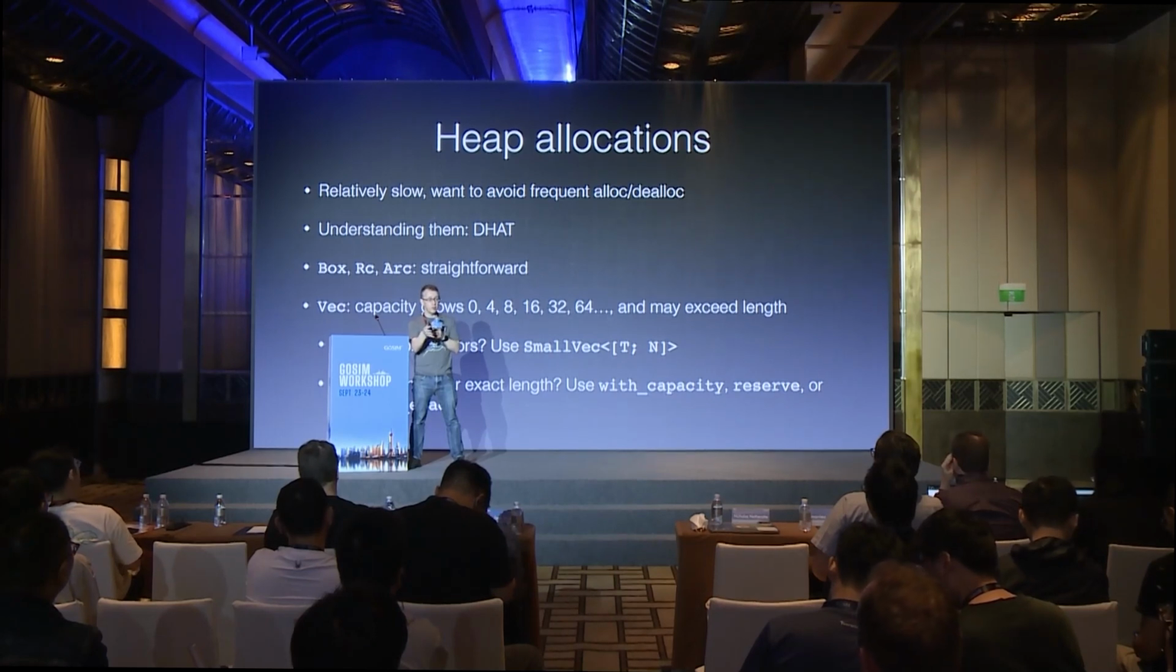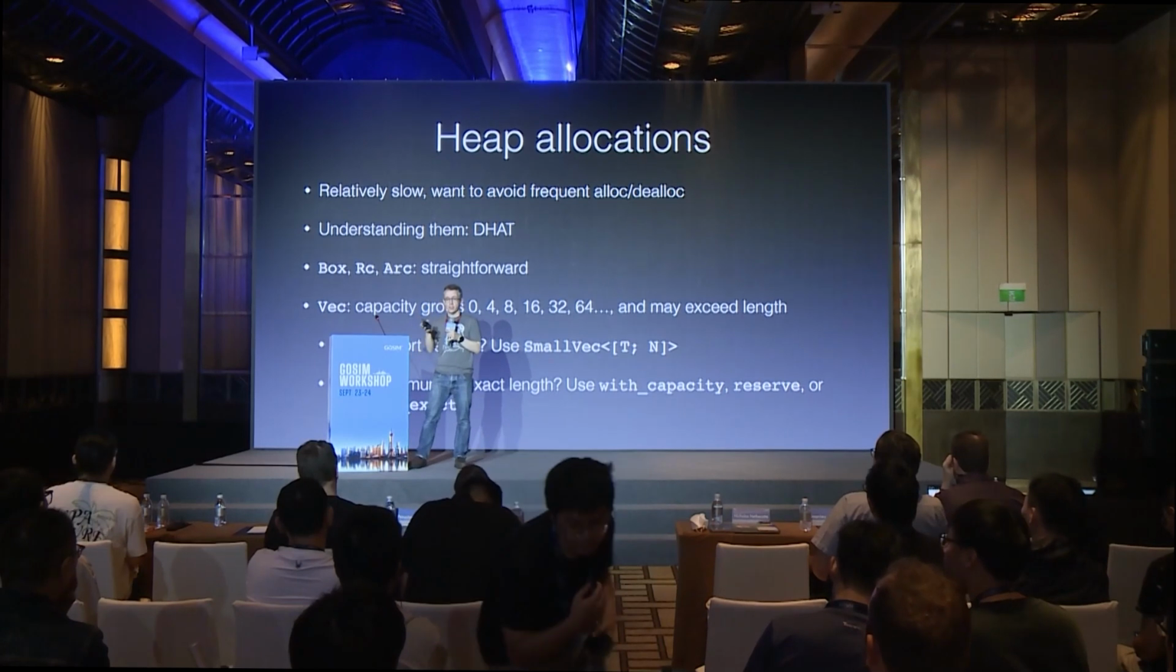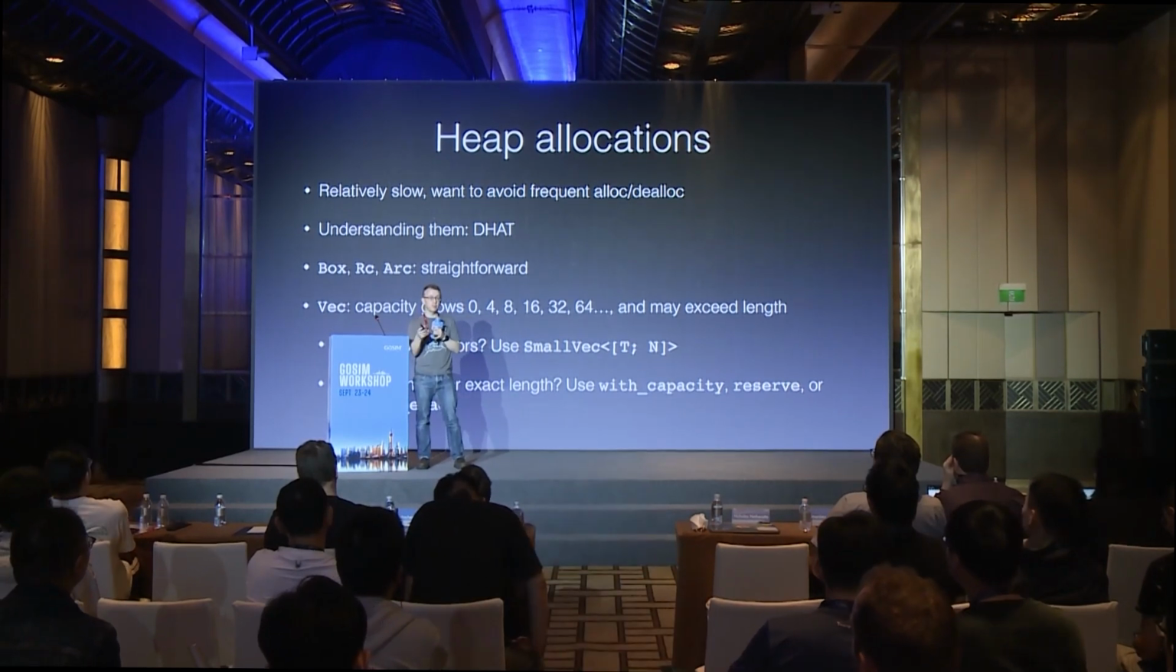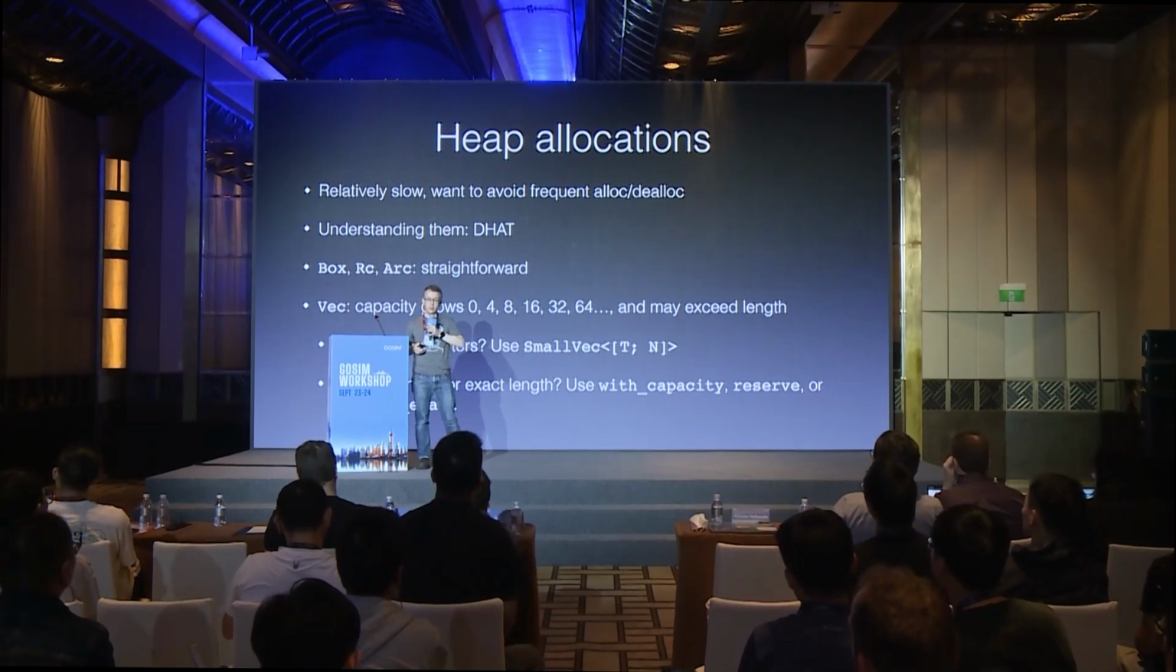And then if it grew beyond that, then it would spill those elements onto the heap. But if most of the cases involve only 1 or 2 elements, then you will avoid allocating in those cases. So that's a technique that we've used quite a lot in the compiler.